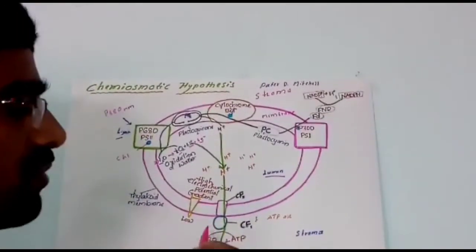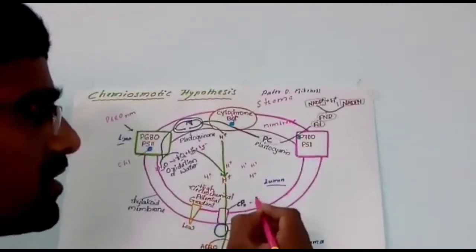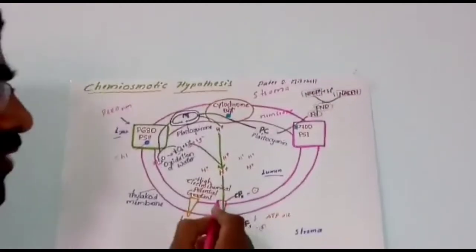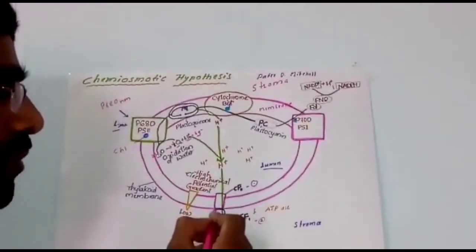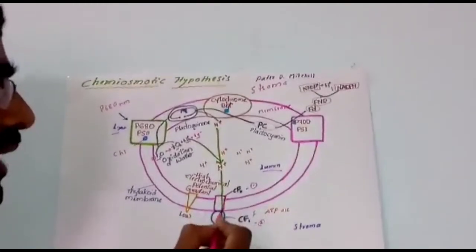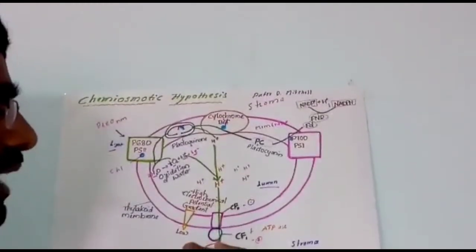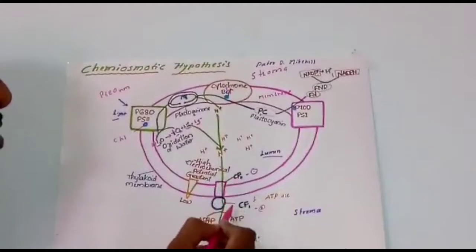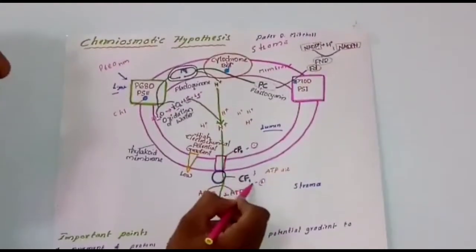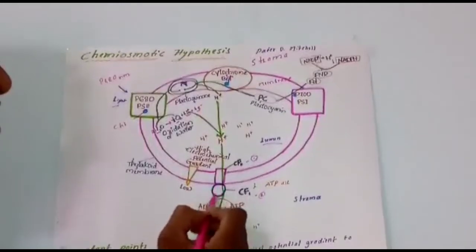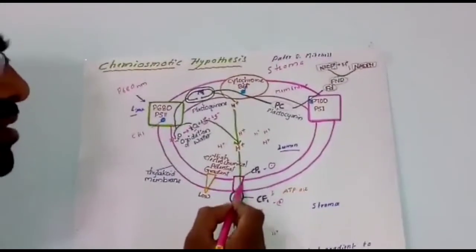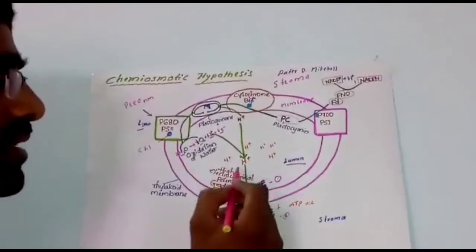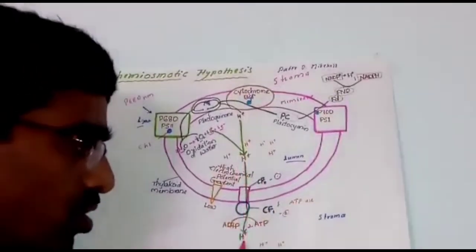This ATPase enzyme consists of 2 parts: one is CF0, one is CF1, meaning coupling factor 0 and coupling factor 1. CF0 is embedded completely within the thylakoid membrane, but CF1 is outside the thylakoid membrane, close to the stromal region. CF0 is called the stalk, and CF1 is called the head. The head part is always towards the stroma region, and the stalk part is in the middle of the thylakoid membrane. Through this ATPase enzyme, protons move from high concentration to low concentration.